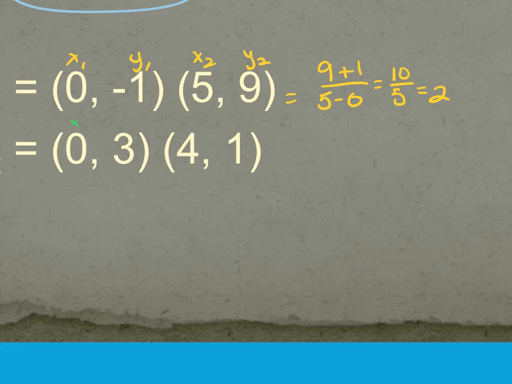Then I do the next one. x1, y1, x2, y2. 1 minus 3 over 4 minus 0. -2 over 4, -1/2. Now look at your slopes. Are they opposite reciprocals? Yes, so these are also perpendicular.